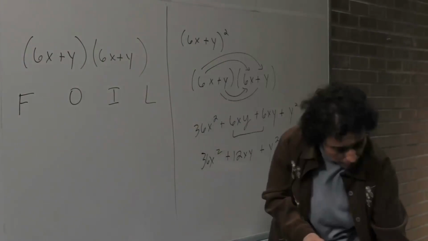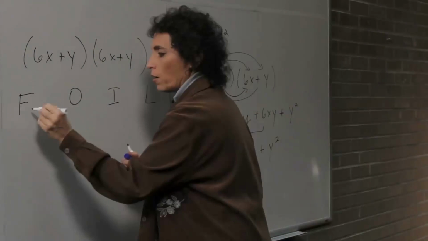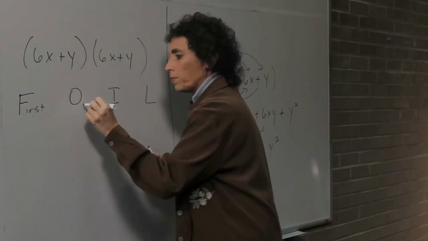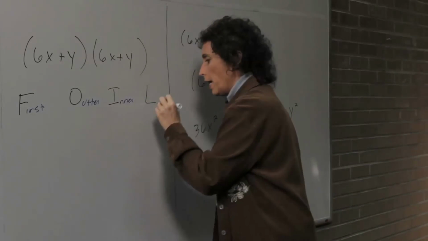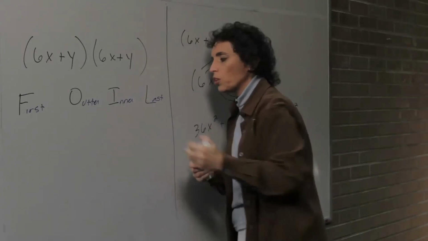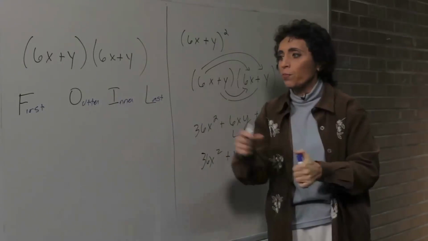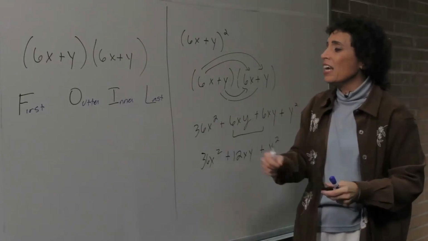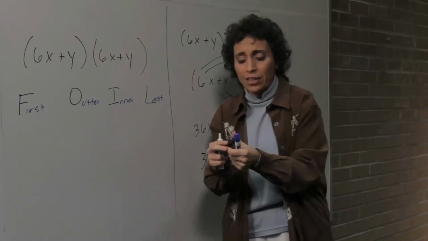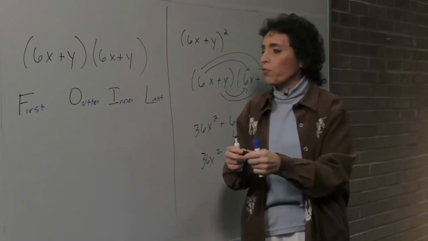Okay, first, outer, inner, last. I think it was somebody's determination to make this simple. I think it made it hard because as a dyslexic, I didn't really know what was the outer and the inner terms. I know that's weird. But here's what FOIL stands for.